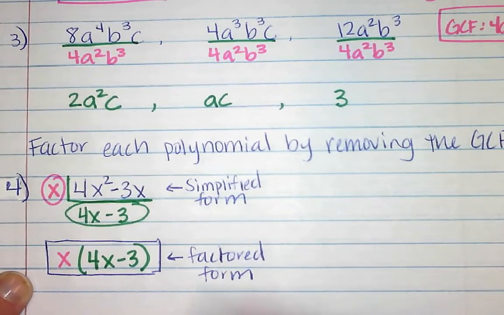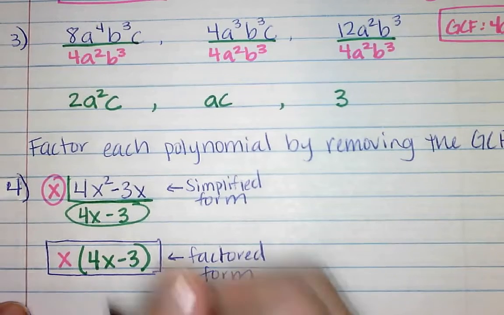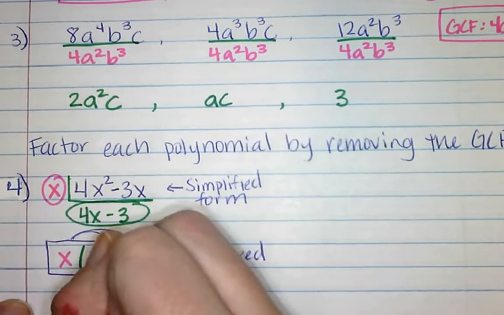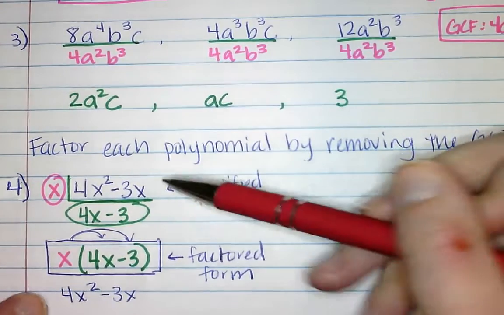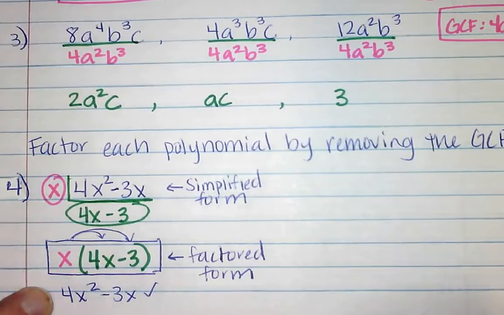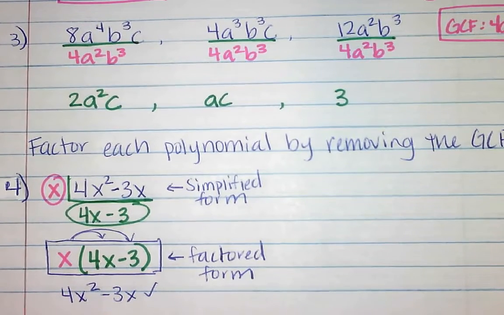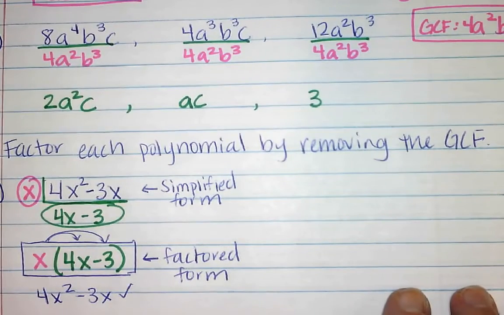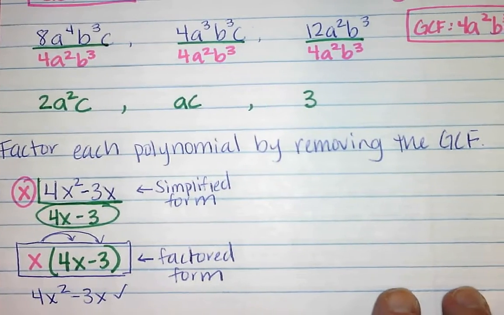So guys, a great way to check and see if you have the right answer is you can remultiply here. X times 4x is 4x squared. X times negative 3 is negative 3x. Ding, ding, ding. They're the same, so we did it correctly. Do y'all feel good about that? So guys, we are literally removing the GCF and finding our factored form. Okay? So we're kind of undoing what we did the entire last unit. I'm teaching y'all how to go in reverse here.